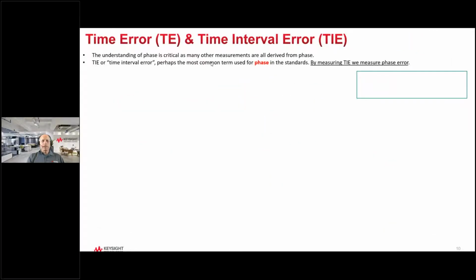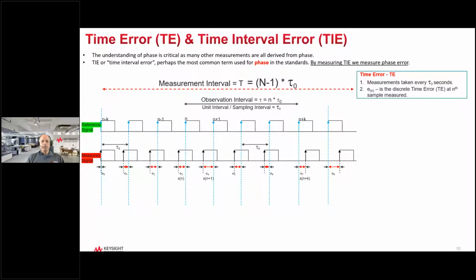okay. Then time error and time interval error. So we want to talk about what these terms mean, but the time interval error is really looking at changes in phase over time. And so we're measuring the phase error. So first of all, what's a time error? Time error is a measurement we've talked about, taken at every instant, and what we're given is the error versus the absolute, versus phase.